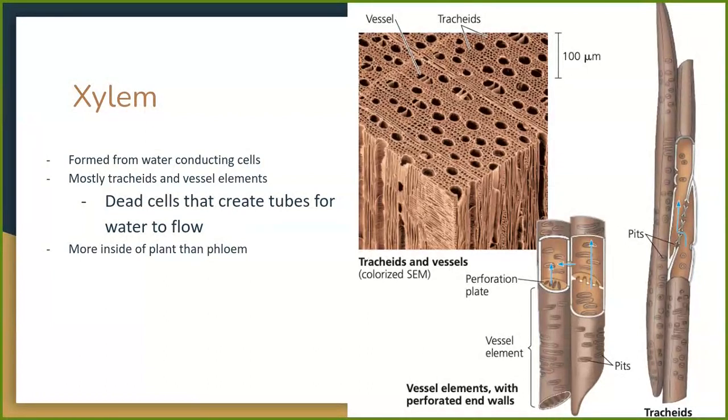So they don't have to cross the secondary walls. Vessel elements on the left side are a bit wider. They're also shorter and thinner walled than the tracheids.